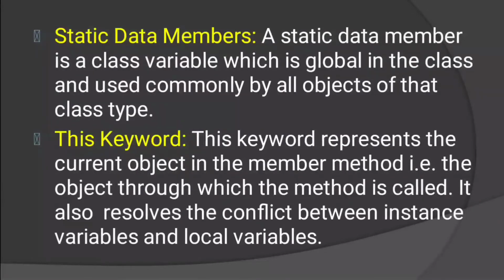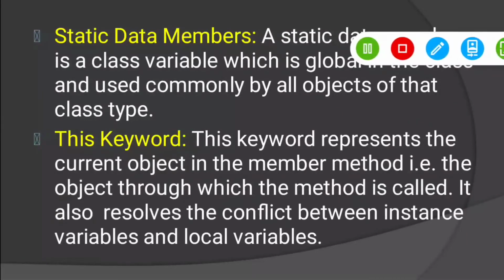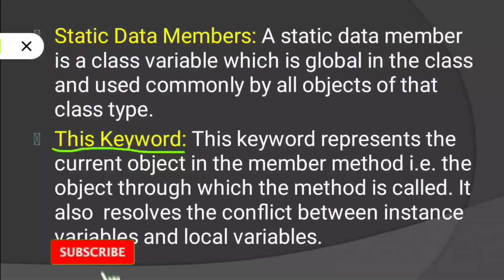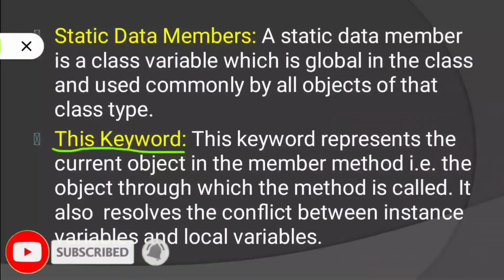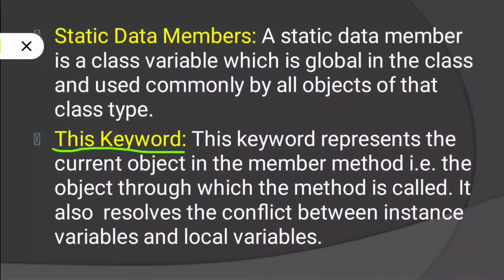Understood? Then next is the this keyword. This is very important. The this keyword represents the current object in the member method, that is the object through which the method is called. Means the object through which the member is called, we can identify through the this keyword. It also resolves the conflict between instance variable and local variable. This is the main use of the this keyword.